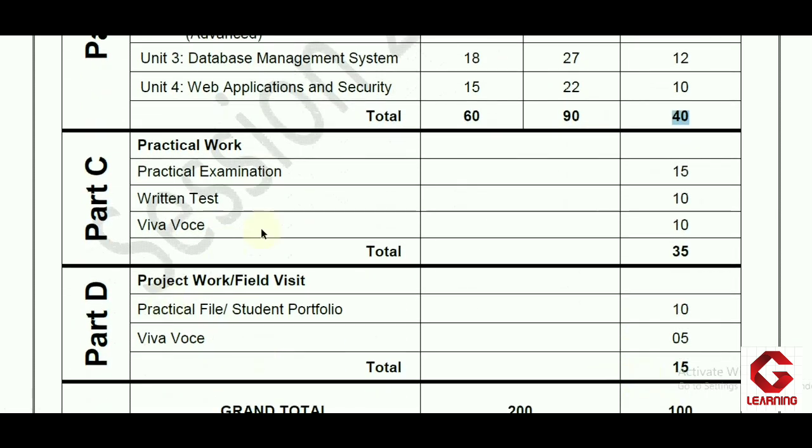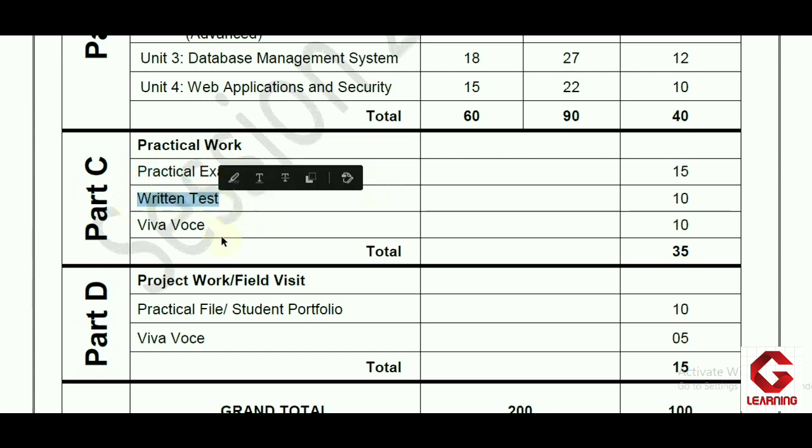Now next one is practical. There will be 50 marks for practical, and here again two parts are there, part C and part D. In part C, the practical examination is of 15 marks. One question will be given to you, and you have to solve it on the computer by using the software that you will study in part B. So that is the practical examination.